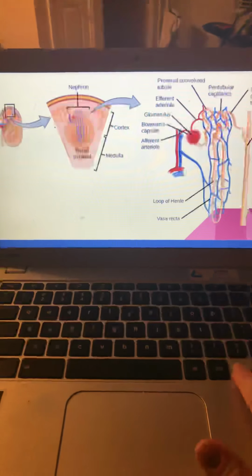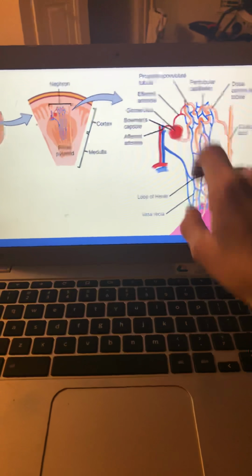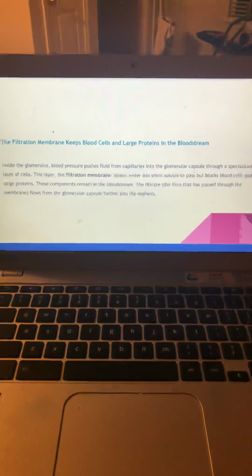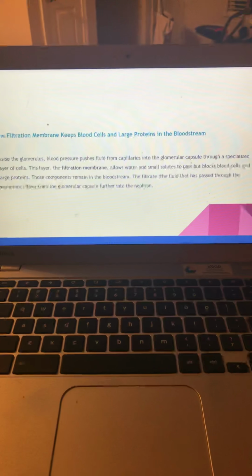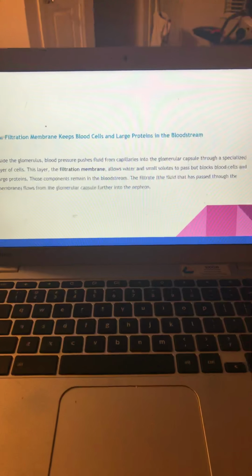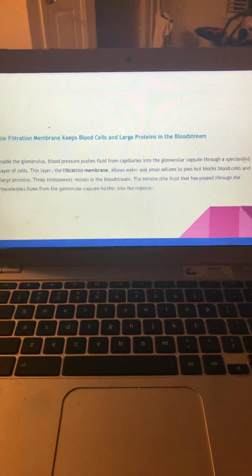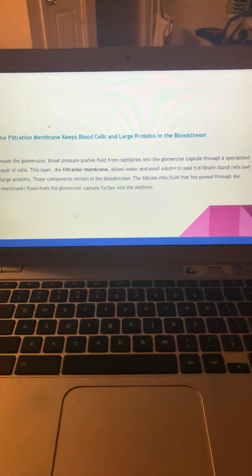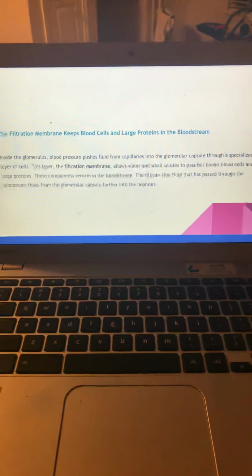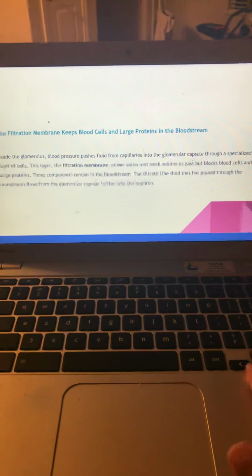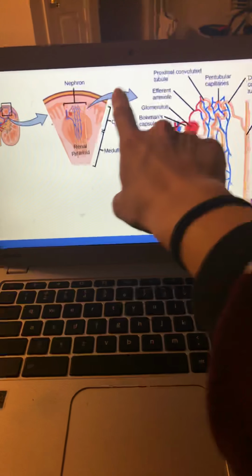Inside of the glomerulus, which is this part right here, blood pressure pushes fluid from the capillaries into the capsule through a layer of cells. This layer, the filtration membrane, allows the water and the small solutes to pass, but does not allow the blood cells and other large proteins to pass. The filtrate, the fluid that has passed through the membrane, flows from the glomerular capsule further into the nephron. So back here.